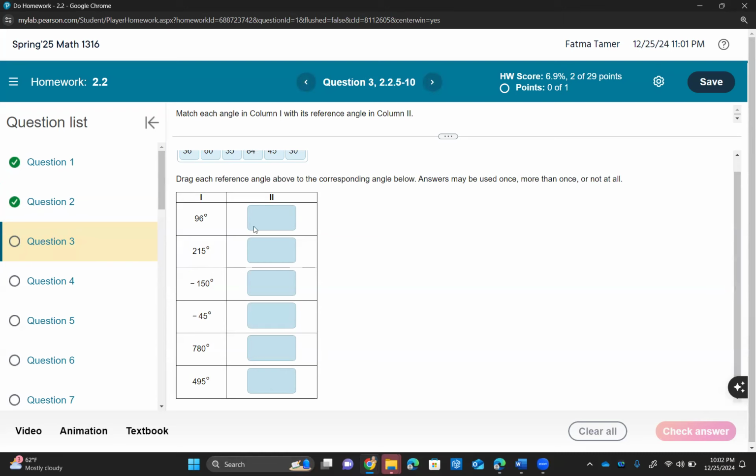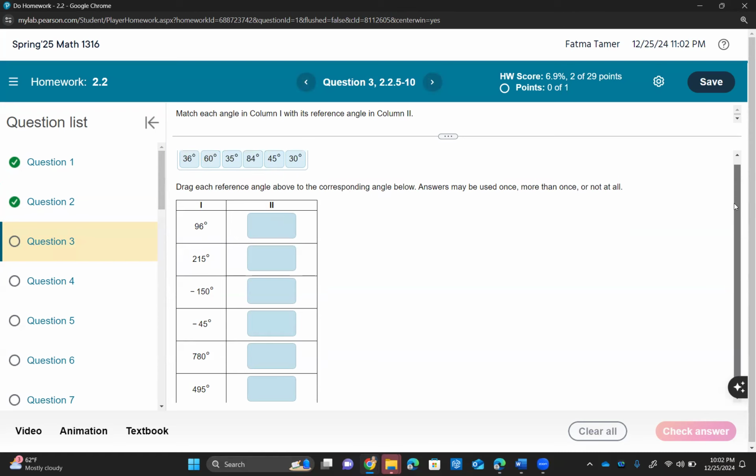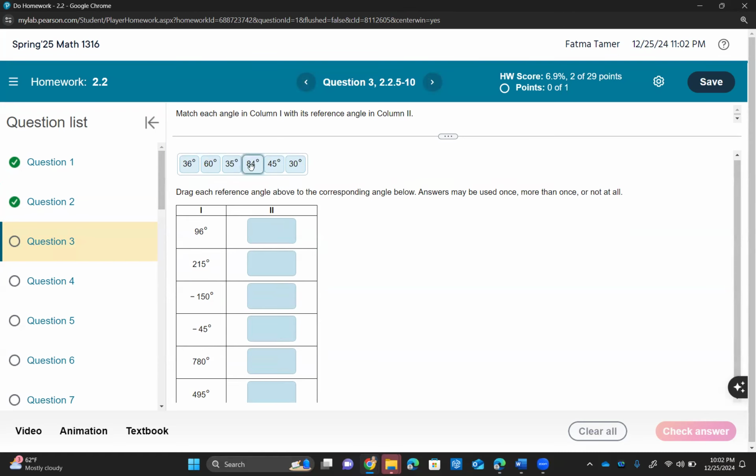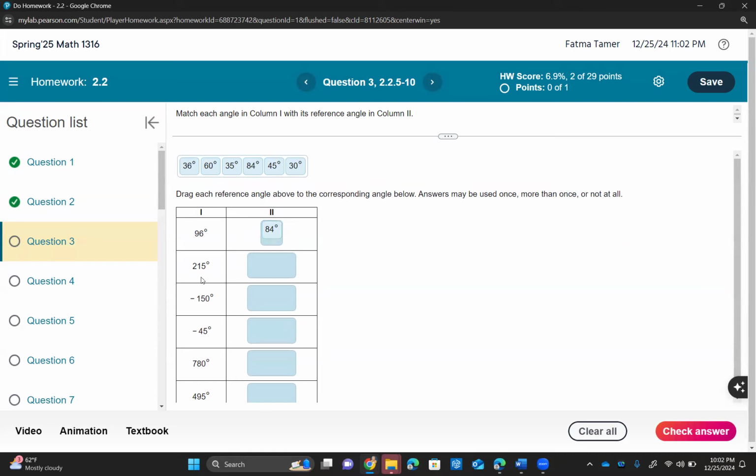So for 96, it is 180 minus 96. That's what I need to do, 180 minus 96, which will become 84. 215 is in the third quadrant, so I need to do 215 minus 180, and that will give me 35 degrees.